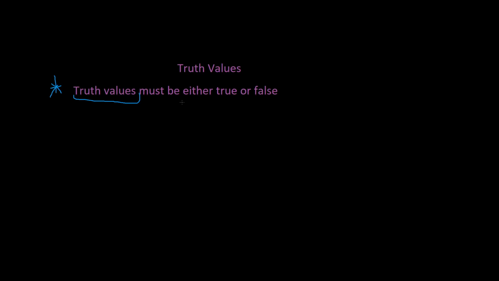Truth values must be either true or false. And so this is the definition of truth values. And you should probably take note of that. And so there's something that we need to address before we start this part of the section.